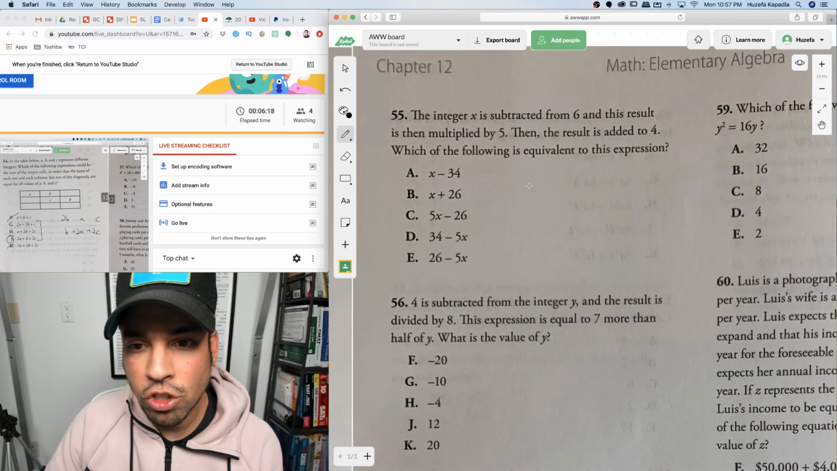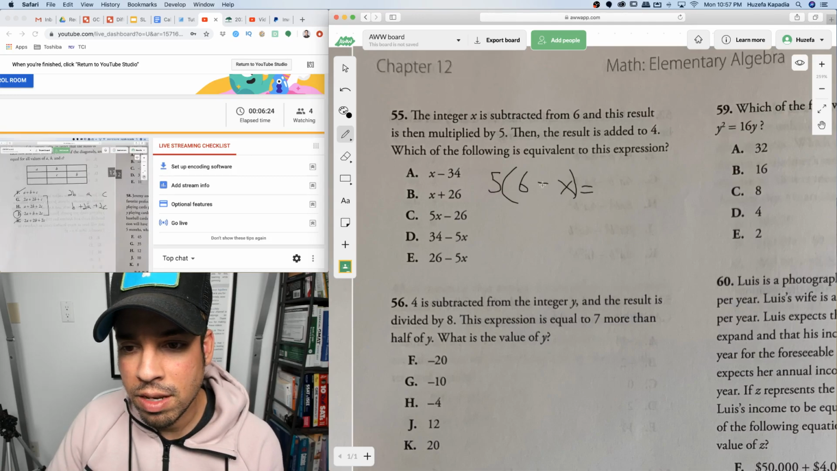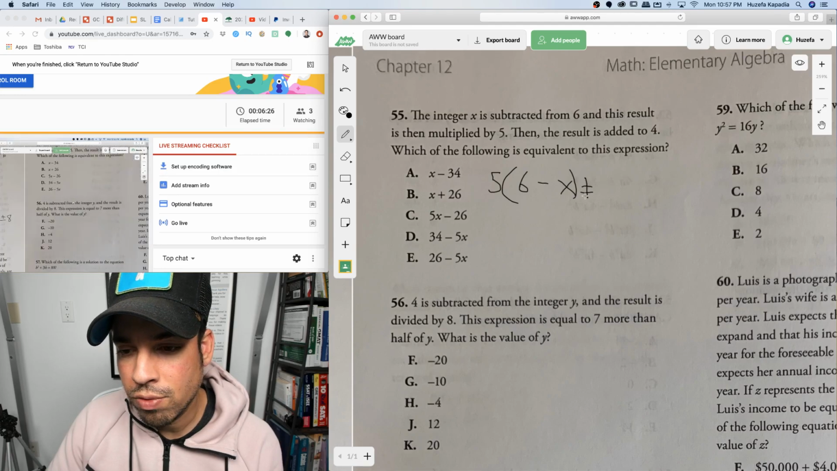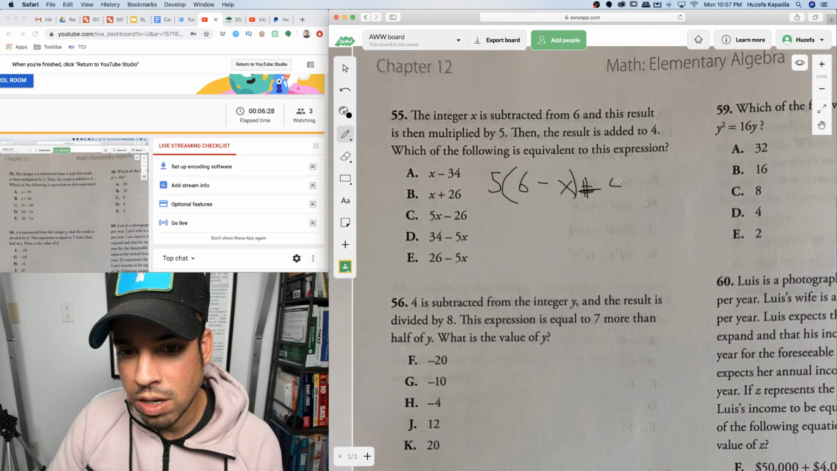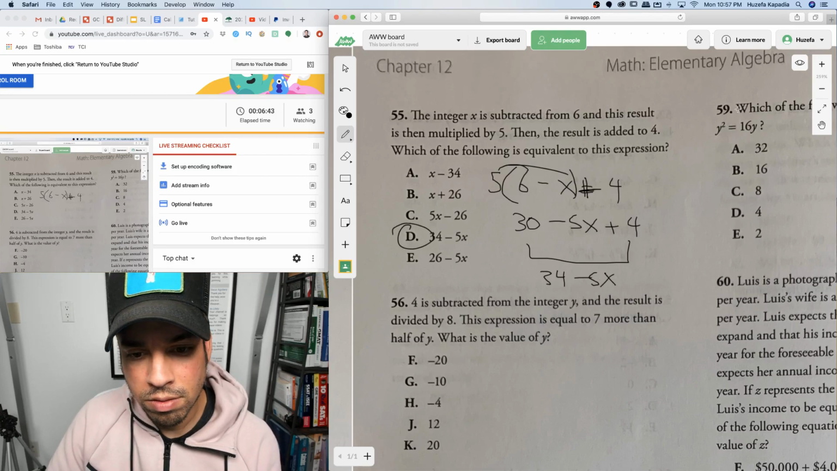Okay, the integer x is subtracted from 6, and this result is then multiplied by 5. Then the result is added to 4. So this should be an addition sign. Finding is equivalent to this expression. So all they did was they take this expression and then simplify it. So that's 30 minus 5x plus 4. These guys combine, and it's 34 minus 5x. Okay, next.